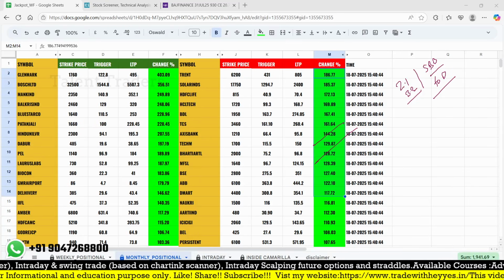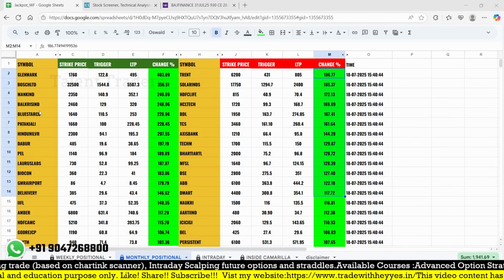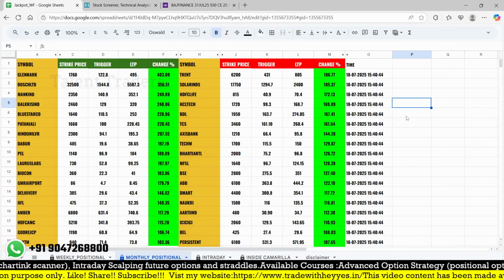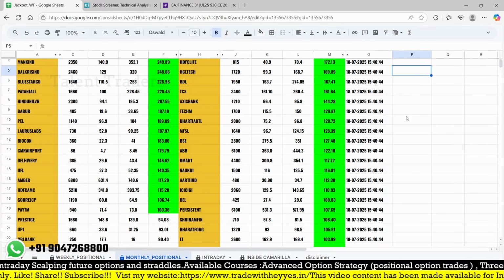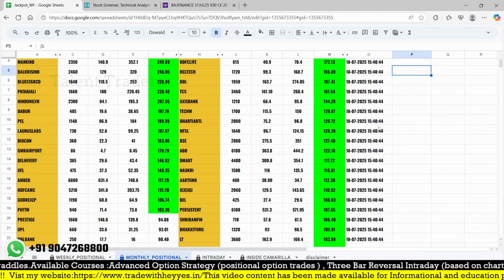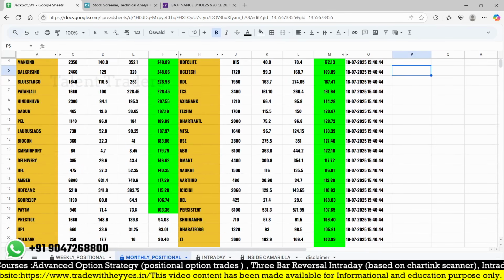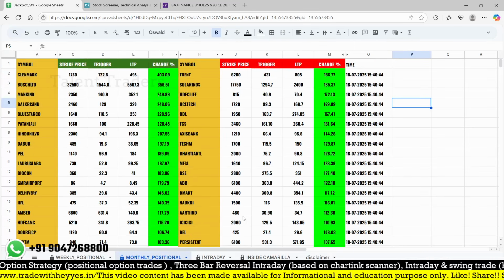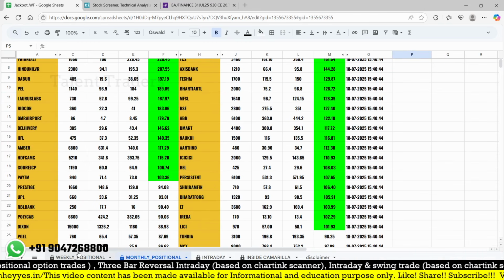We have stopped this kind of sheet subscription. I'm just providing you that access only till next February. So anyone who is interested, you can contact me on the number shown here, and you can make use of it. That is our Google Sheet.